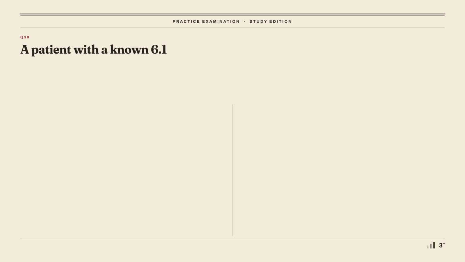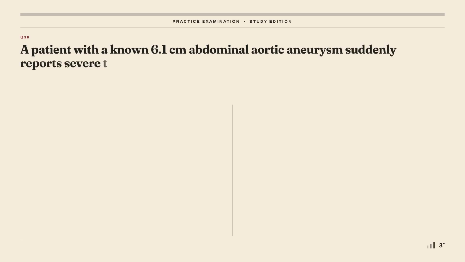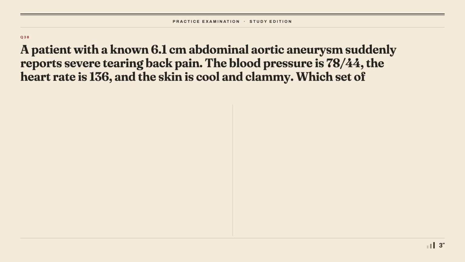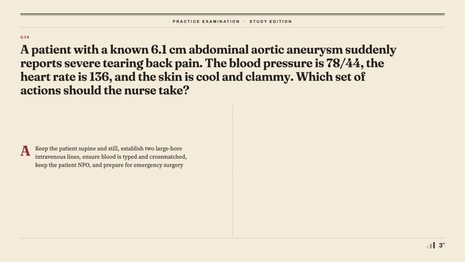Question 38. A patient with a known 6.1 cm abdominal aortic aneurysm suddenly reports severe tearing back pain. The blood pressure is 78/44, the heart rate is 136, and the skin is cool and clammy. Which set of actions should the nurse take? Your options are: A. Keep the patient supine and still. Establish 2 large bore intravenous lines. Ensure blood is typed and cross-matched. Keep the patient NPO and prepare for emergency surgery.